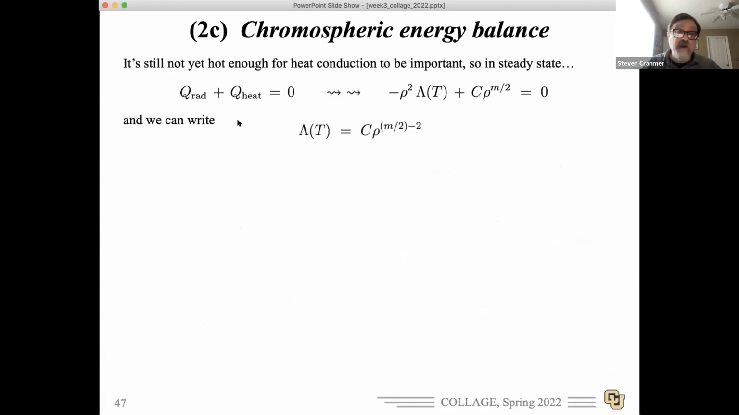And if you want to figure out what the temperature is, if you want to solve for the temperature as a function of position, say, you have to solve this equation. Radiation is balanced by heating. The radiation loss is a negative term. The heating is a positive term. I talked about density squared times this function for the radiation.